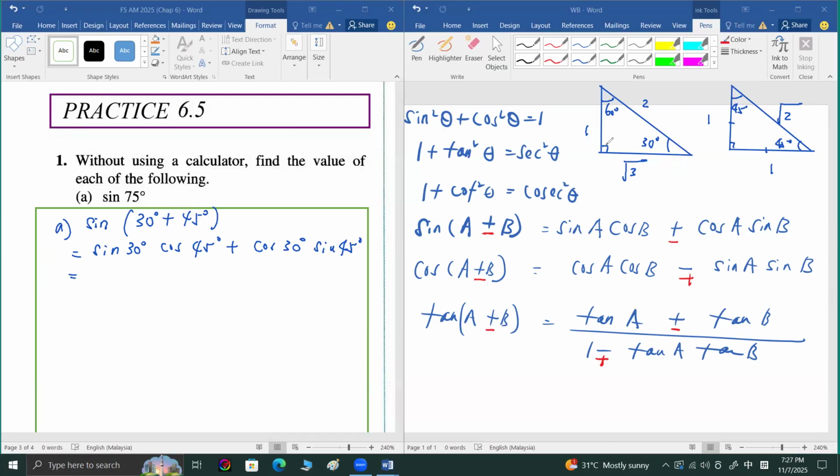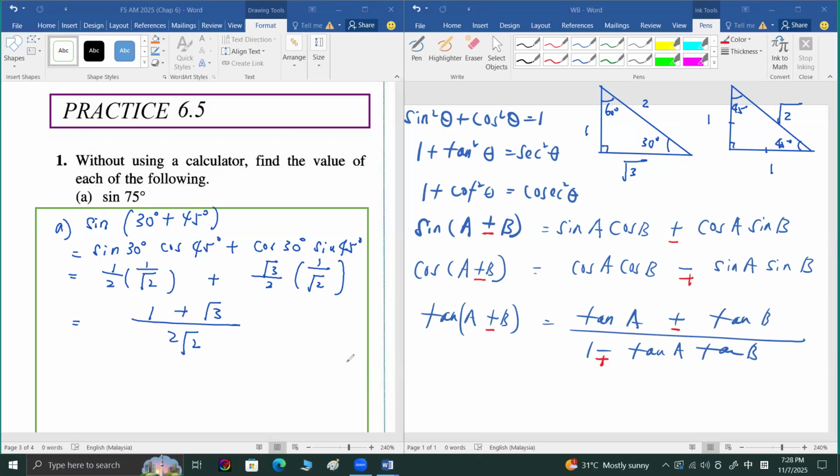Okay, then sine 30, you refer to this triangle, 1 over 2. Cos 45, then this one, 1 over square root of 2. Cos 30, refer to this one, square root of 3 over 2. Sine 45, the same. Because you're not allowed to use a calculator, you don't change it to decimal or anything, yeah? So here, you can see the denominator is the same. Here I got 1. Here I got square root of 3. Okay, there, done.